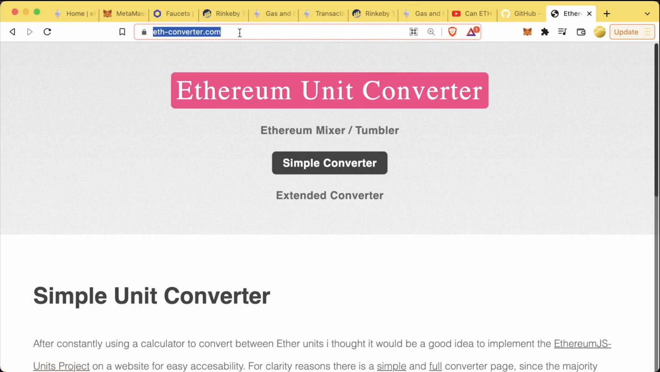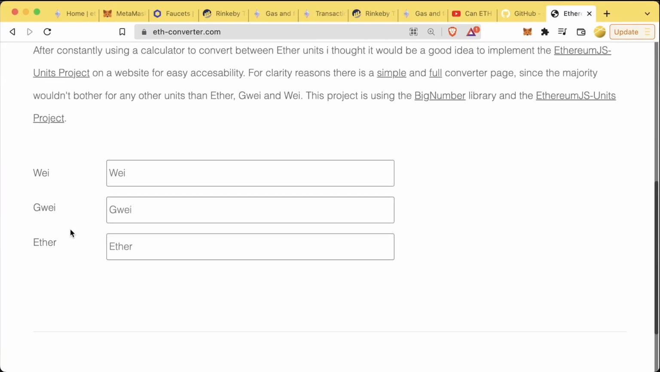If we come to the site ethconverter.com, and again, there's a link to this in the GitHub repository, we scroll down, we can see Wei, Gwei, and Ether. If I put 1 Ether in here, I can see how much 1 Ether is in terms of Gwei and in terms of Wei. 1 Ether is equal to 1 followed by 9 zeros in Gwei, so that's 1 billion Gwei is going to be 1 Ether. And then 18 zeros is a Wei. These are just easier ways of referring to really, really small amounts of Ethereum.